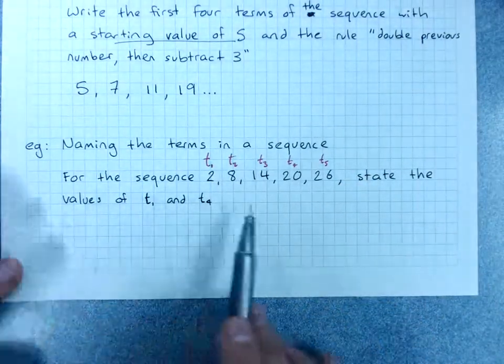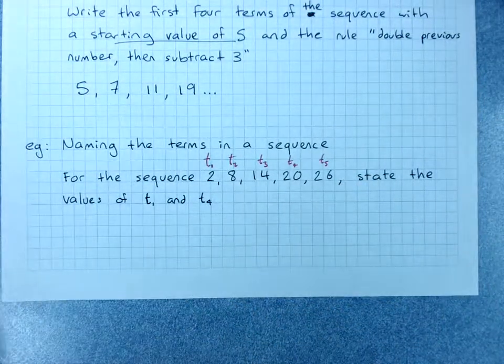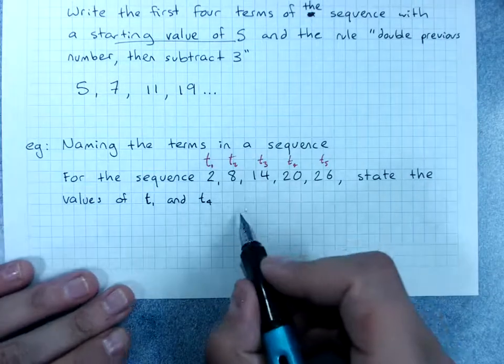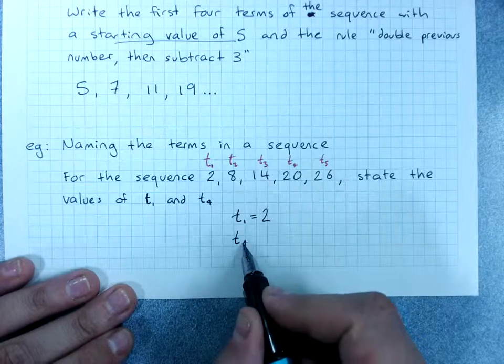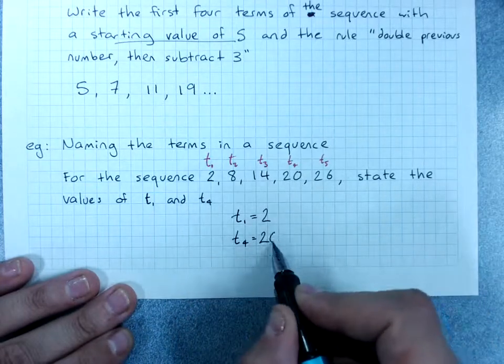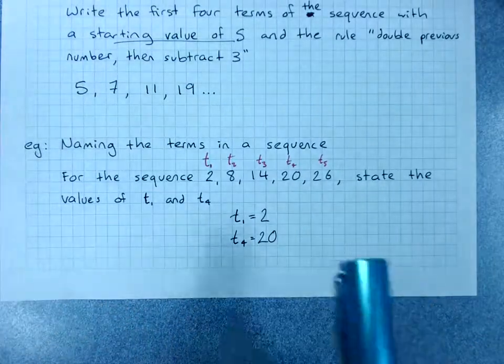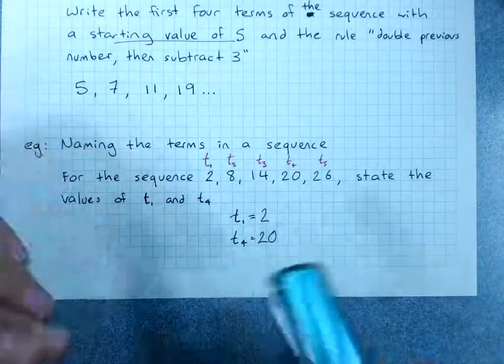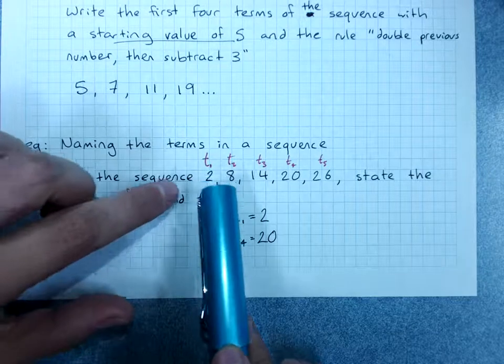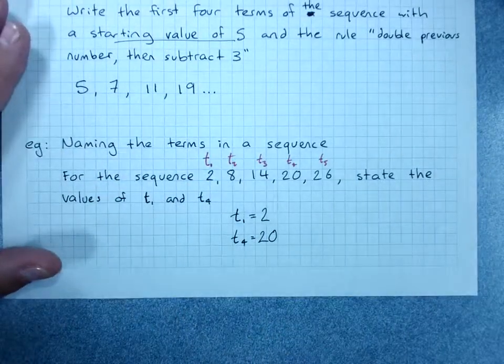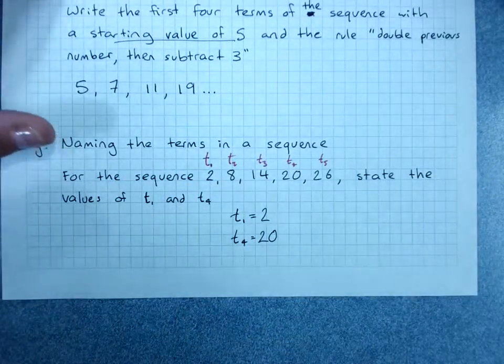And so they wanted me to identify term 1 and term 4. Term 1 is 2, term 4 is 20. So this is appropriate or important notation. Knowing what T1 means, we're looking at term 1, the term in the first position of a number sequence.